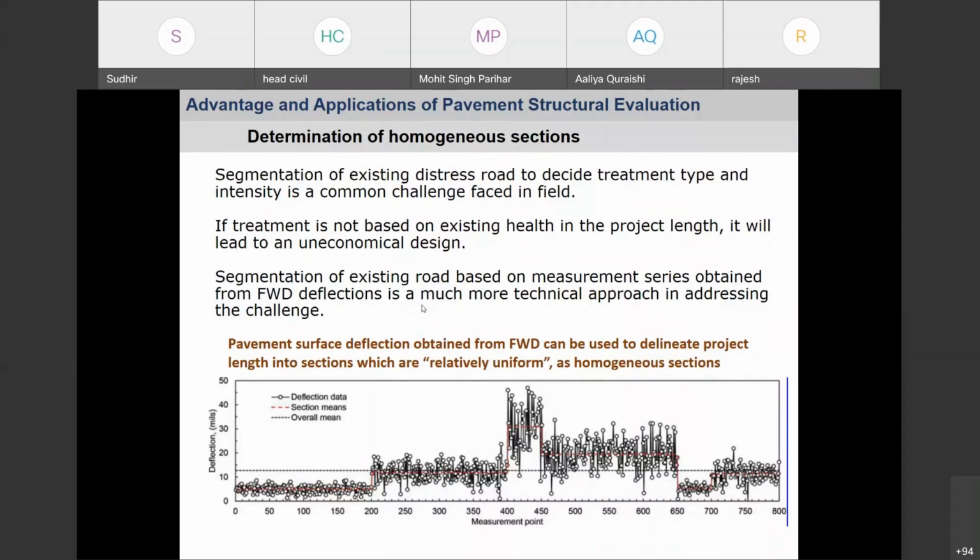Now, in case you have homogeneous sections decided based on pavement structural evaluation, then you would be able to decide in which section what type of treatment needs to be provided. This way, through understanding the health of the pavement through homogeneous sections, you would be able to have a much more economical pavement design, or a much more economical selection of treatment for the existing pavement structure.